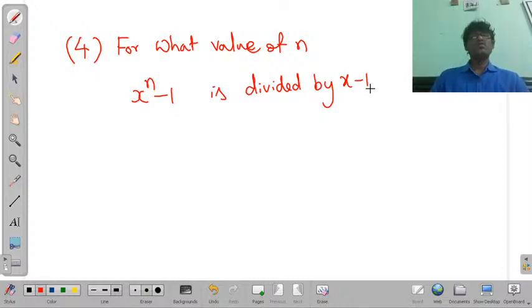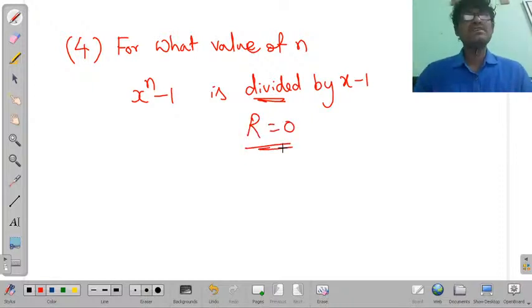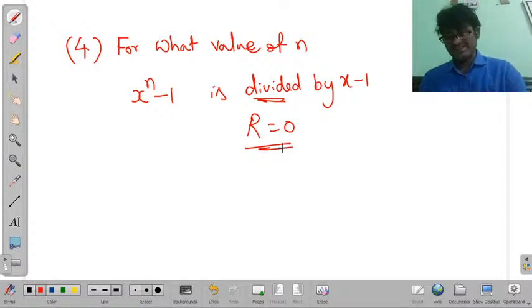For what value of n x power n minus 1 is divided by x minus 1? Yes, you say the answer. Divided by means exactly divided by, that means remainder is equal to 0. That is what I am saying. For what value of n x power n minus 1 is divided by x minus 1? None of you said the correct answer.